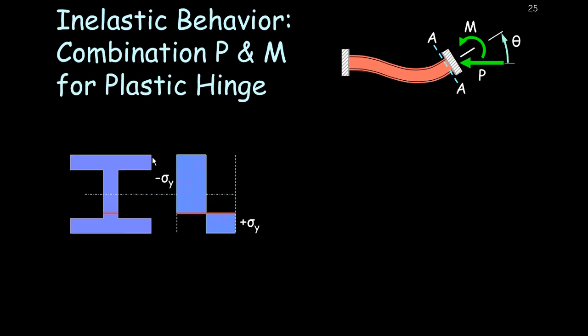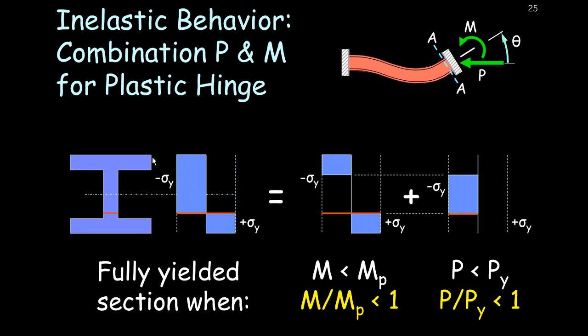Now, one of the things that we can do is we can take the stress distribution and we can actually resolve it into two parts. The first part would be that which the moment term would have been creating, and because we need moment, we need a balance between the compressive stress and the tensile stress. So it's pretty easy to pull out the moment portion, and you can see that that moment portion is indeed less than M sub P. The other portion that's in there is the axial force portion, and that is certainly less than P sub Y. And so we have, again, a fully yielded section, and it's occurring when the ratio of M over MP is less than 1 and the ratio of P over PY is less than 1.